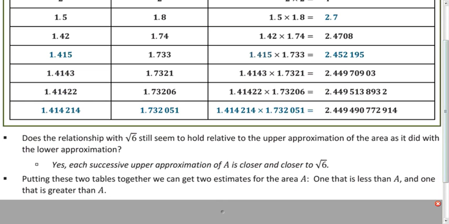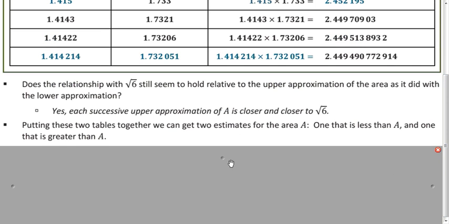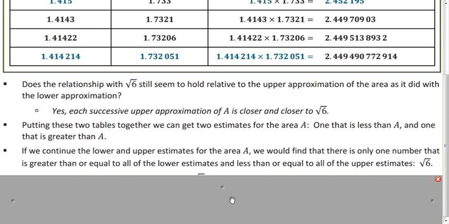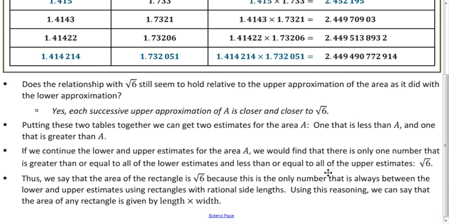So in our first table, we have estimates that are less than our area, and in this table, we have ones that are greater than our area. And if you continue this process as far as you could, infinitely many times, there's only one number that satisfies these conditions. The square root of 6 gets sandwiched in between both tables. So now this argument tells us that the area of the rectangle is indeed the square root of 6. It's the only number that satisfies these conditions using this process.